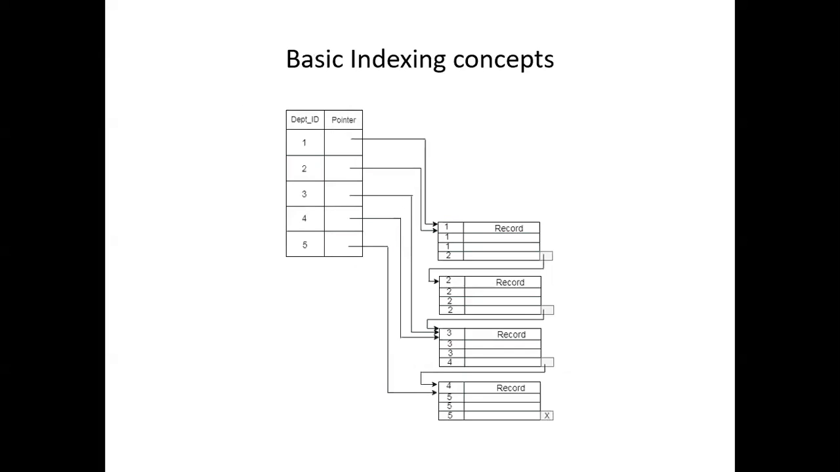Basic indexing concept. Here is a data file which contains a huge number of records, and the left side table is the index table with only two columns, department ID and pointer. The pointer refers to the first position of the block of the table, and the main database file data are divided into separate blocks.